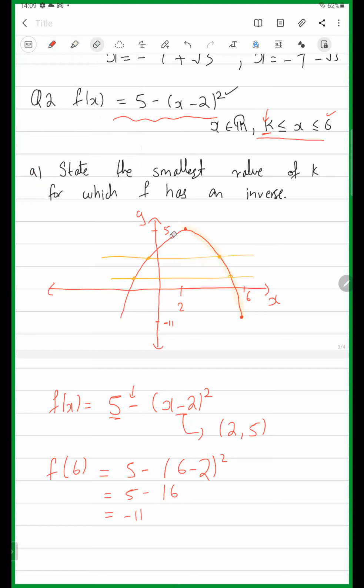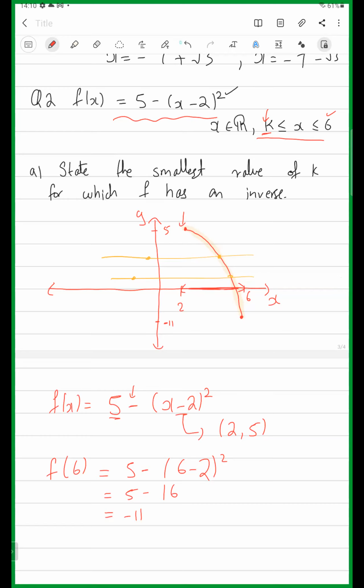Now, if I erase all of this, you can clearly see that my horizontal lines are cutting the graph at 1 point only. On one horizontal line, it's intersecting my graph at 1 point only. So this clearly means that for 2 and 6, as in for this interval of x or for this domain, my function is going to be one to one. Now I can say that the inverse would exist.